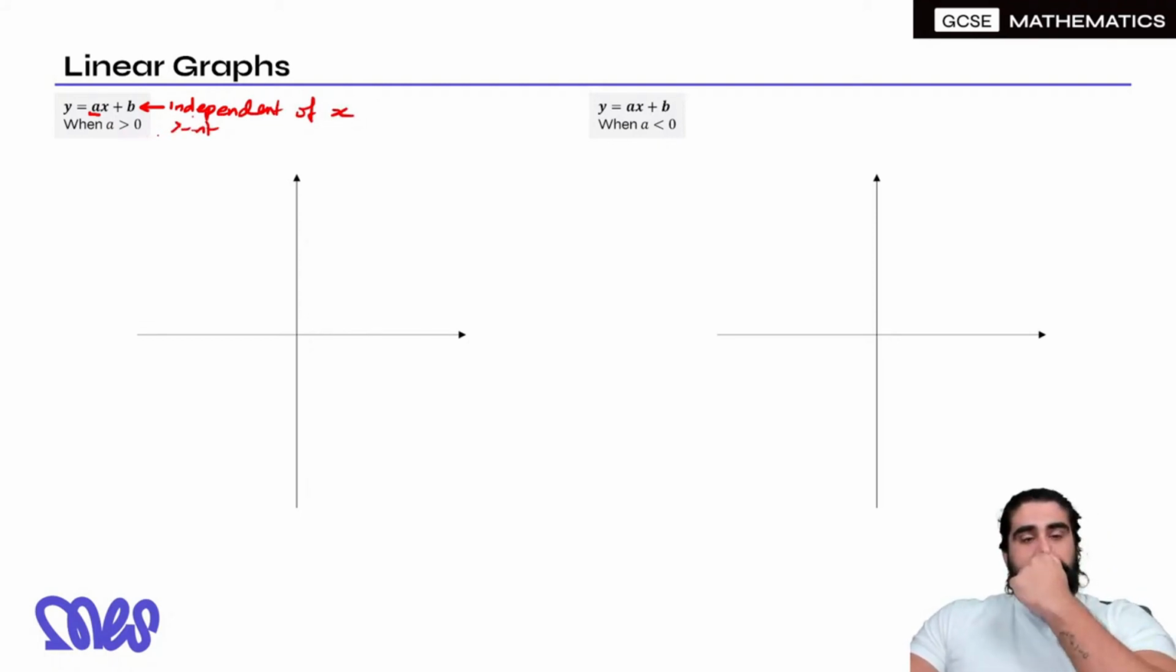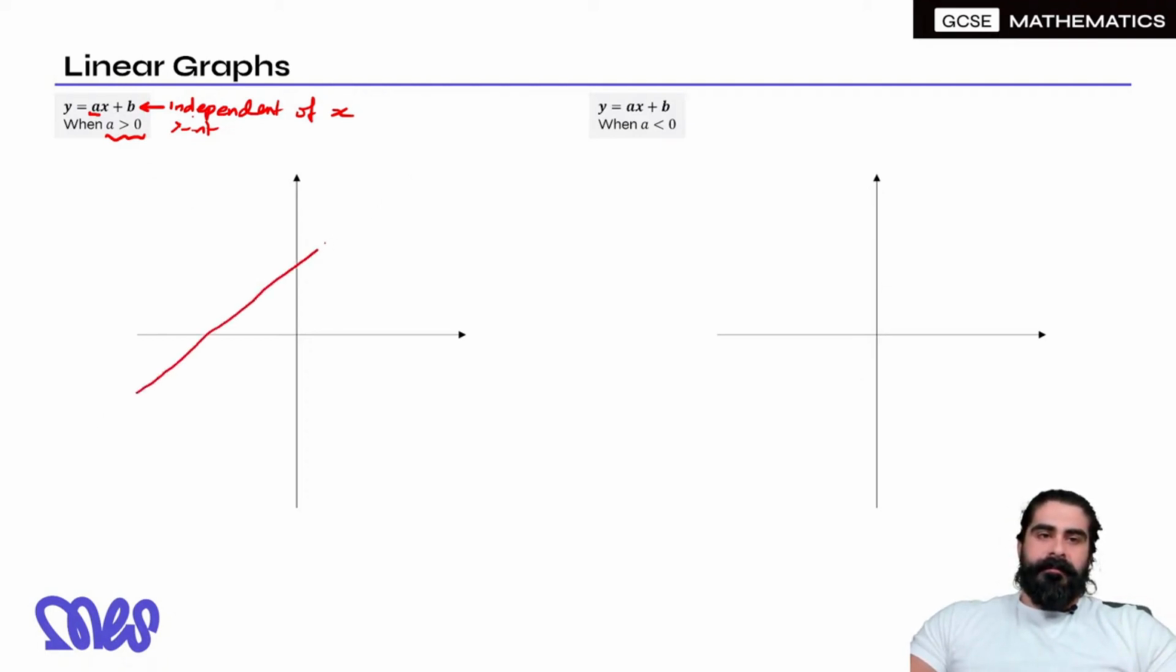So what does a line look like with a being bigger than 0? Remember, a is the gradient. So if a is bigger than 0, the gradient is positive, meaning it's an upward sloping line. It'll look something like this. So this is y equals ax plus b, with a being positive. Now remember, the plus b tells you where it crosses the y-axis. So here it crosses the y-axis at b.